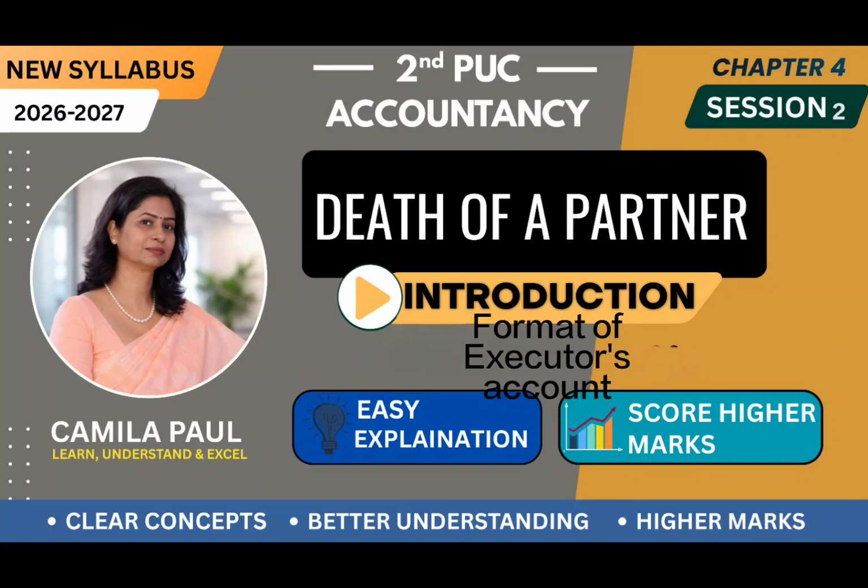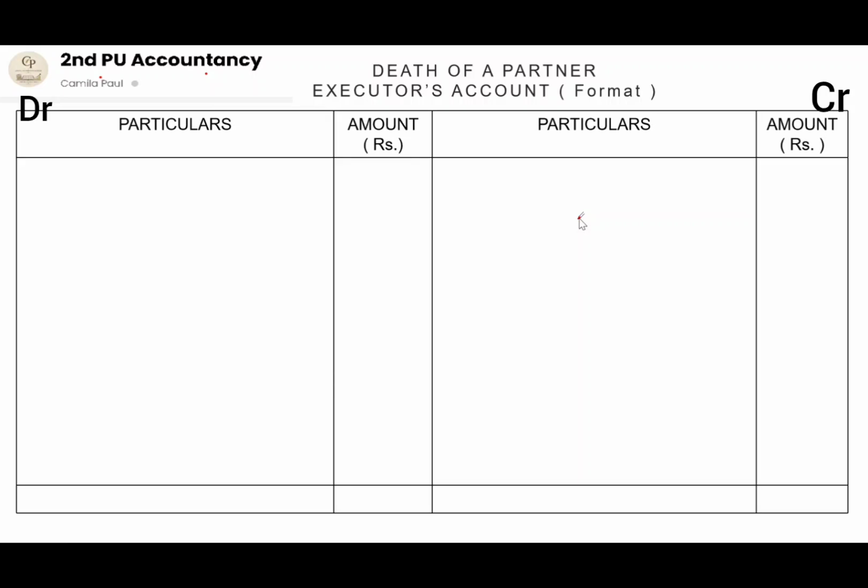In the previous session, we had seen the introduction of death of the partner and the format of preparing the deceased partner's capital account. So in this session, we are going to see the format of the executor's account of the deceased partner. So now let us see the executor's account. The format is given here.